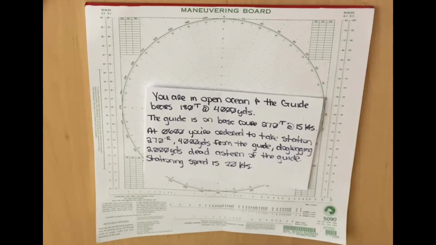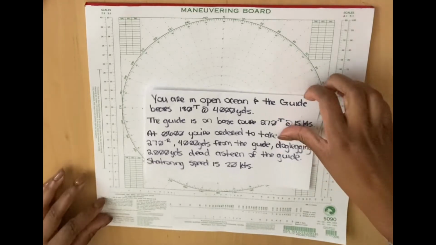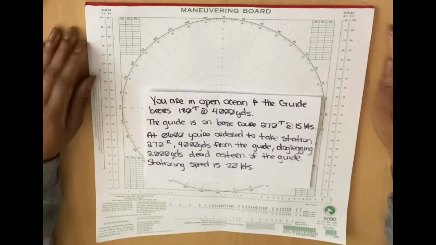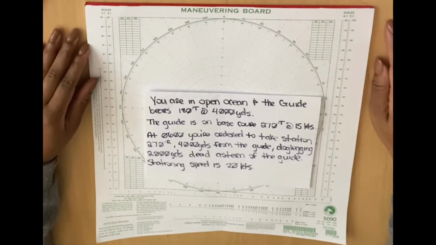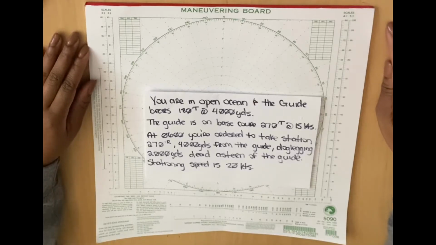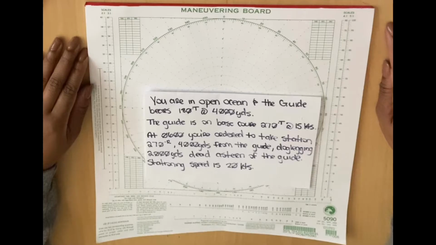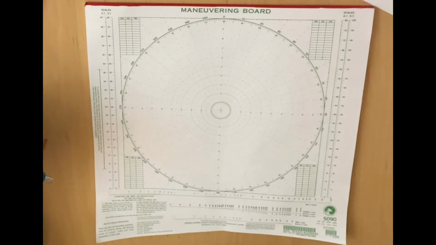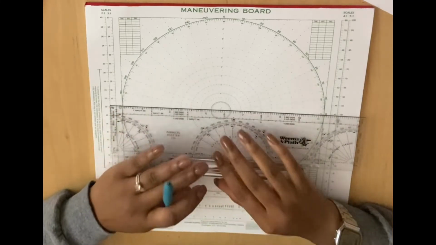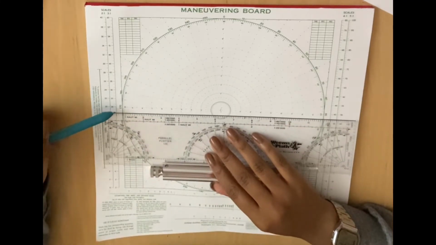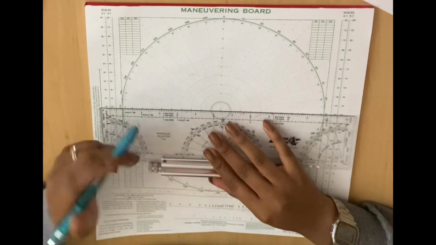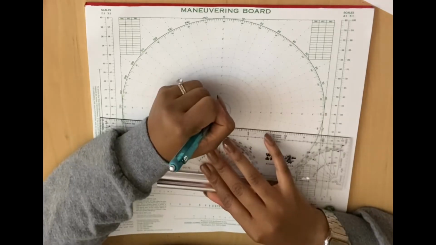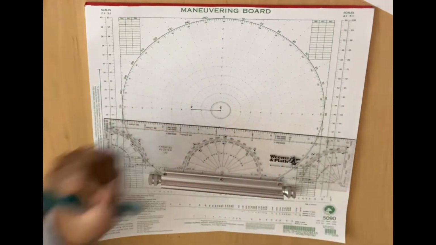So let's break down what is given to us in the problem. First thing that we're going to do is plot out our knowns. The first known is the base course and speed of the guide. That is 270 degrees true at 15 knots. So I'm going to plot that. The reference ship, or the guide, is on a base course of 270 degrees true at 15 knots. So that is my ER vector.